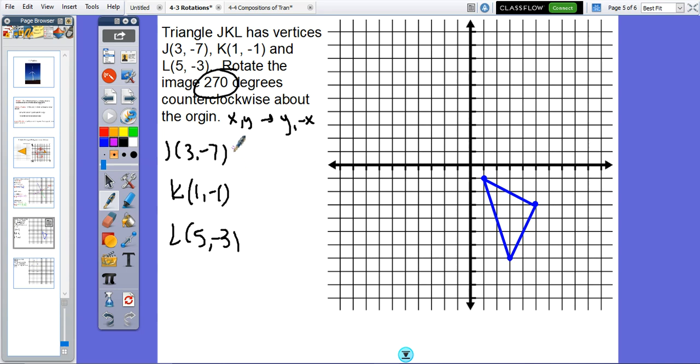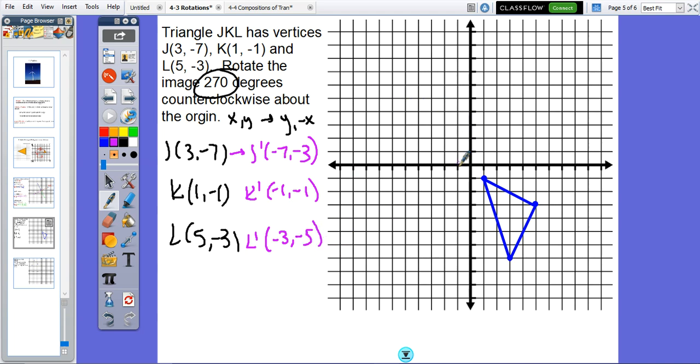So our new J prime will be at negative 7, negative 3. Again, we flipped it. We left the negatives negative because we're not messing with that. We're going to keep that at whatever it is. But we are negating what's in the old X value. That's the new Y value. So that means K prime should look like negative 1, negative 1. And then L prime should be what, class? Yeah, negative 3, negative 5.